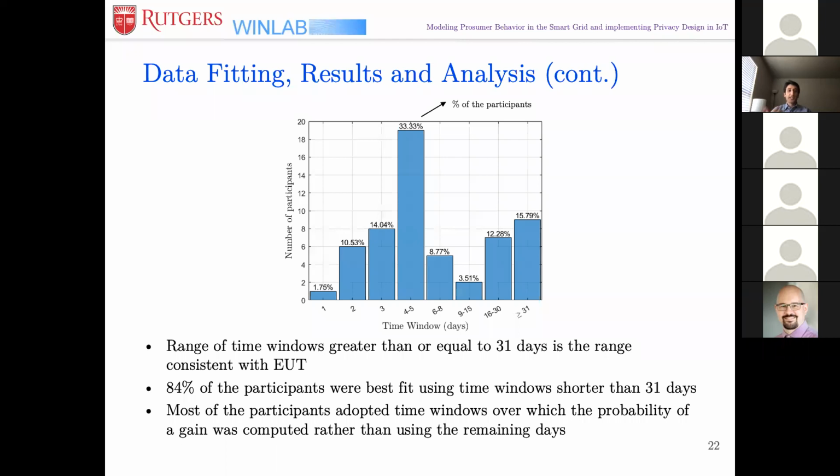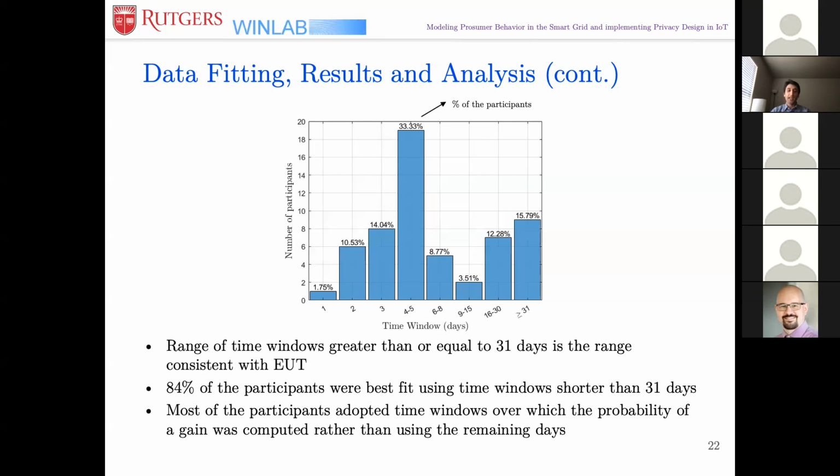This figure shows the histogram distribution over participants for the size of the best fitting time window. The frequency with which our participants made sell decisions demonstrates that most participants adopted a time window over which the probability of gain was computed, rather than using the remaining days in the study to compute the gain from a hold. Only 16% of the participants were best fit by a time window ranging from 31 to 68 days, which is the range consistent with EUT.